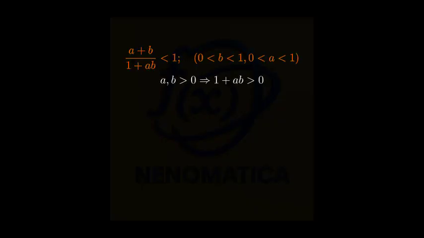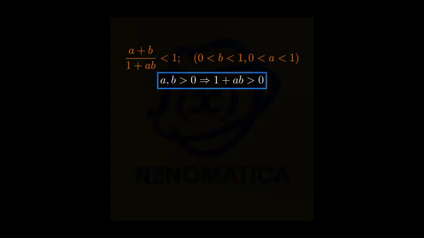Welcome to this math video where we're going to solve and verify an inequality. Let's look at the following problem. We need to prove that the inequality (a plus b) divided by (1 plus a times b) is less than 1, given that both a and b are between 0 and 1.